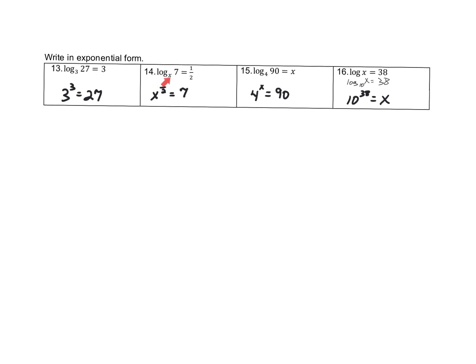Again here, log base x of 7 equals 1/2. So 1/2 is the exponent, the base is x. So x to the 1/2 has to equal 7. And then this, log base 4 of 9 equals x. X is the exponent. So this base of 4 to the power of x equals 9.